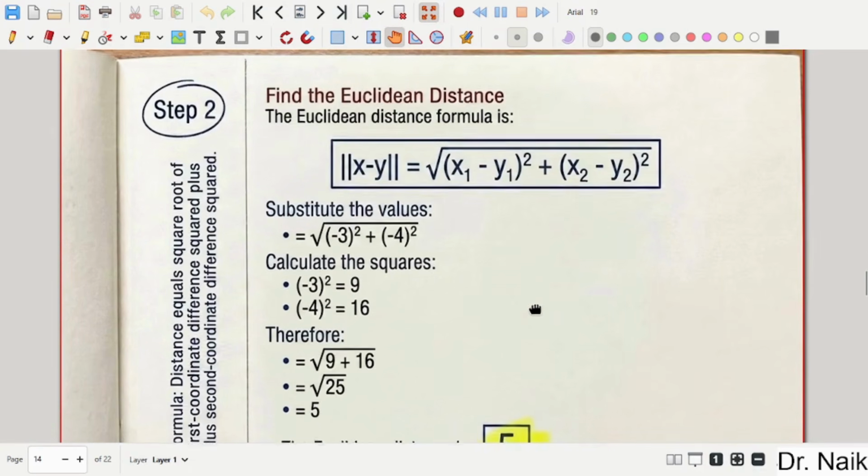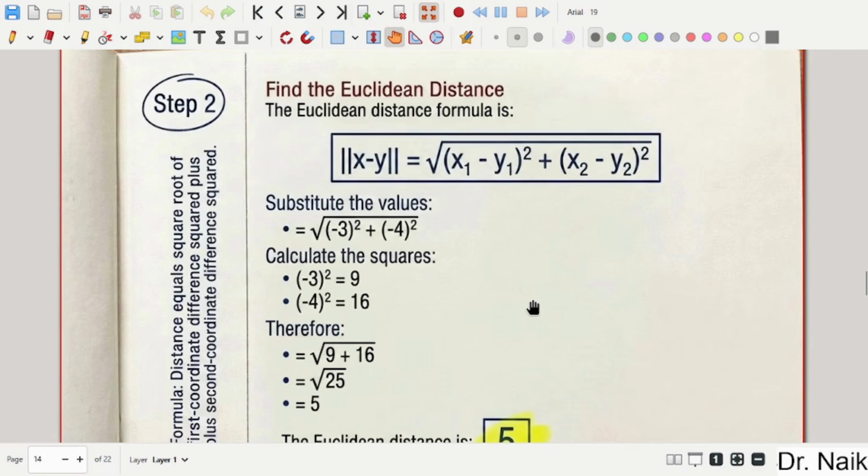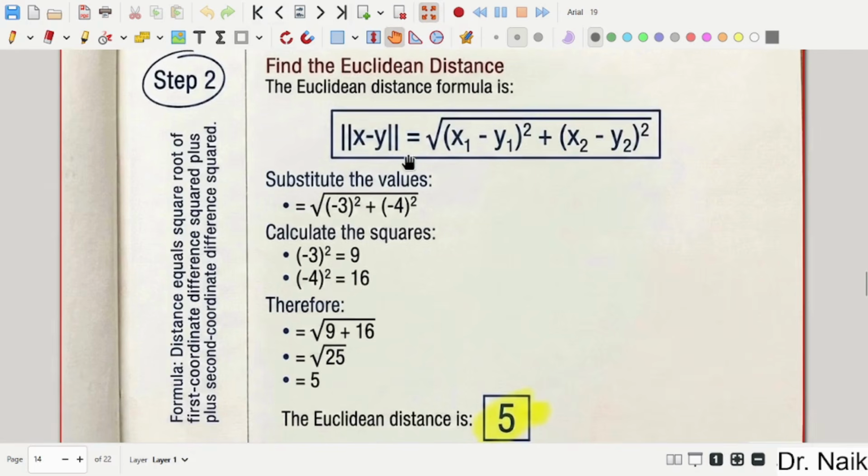Now find the Euclidean distance. Euclidean distance is calculated by the formula norm of x minus y is equal to square root of (x1 minus y1) squared plus (x2 minus y2) squared. So substitute the values: square root of (minus 3) squared plus (minus 4) squared. This will give norm of x minus y as 5. So the Euclidean distance is 5.